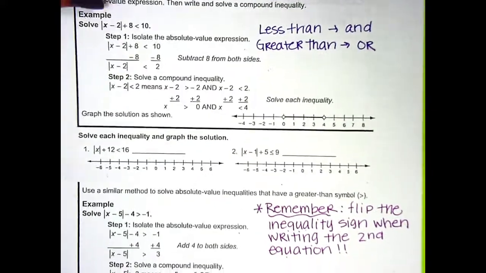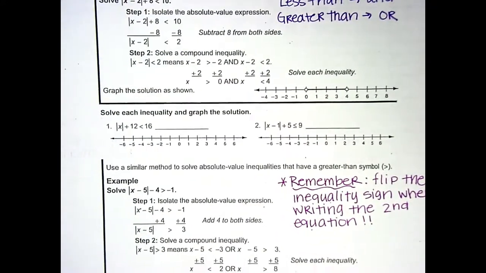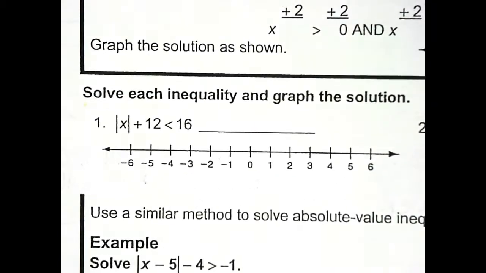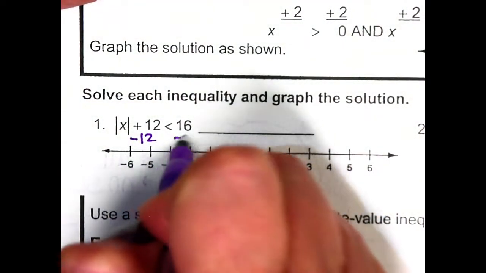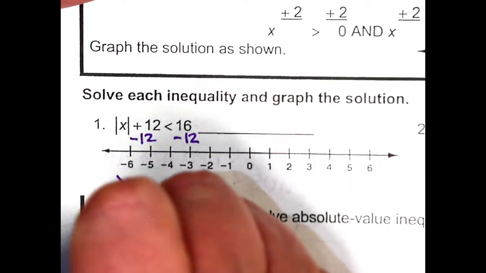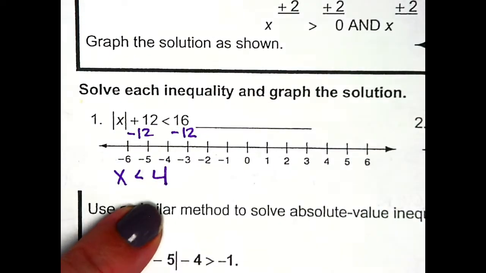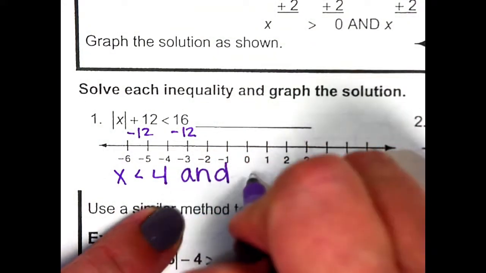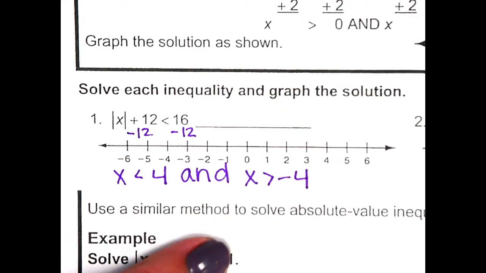So let's take a look at number 1 and 2. We're going to solve them just like yesterday. So you have to isolate the absolute value expression. So for this one, we need to subtract 12. So you have x is less than 4. Now, you also have to write the second part with the negative 4. When you do that, and this is going to be an and, you have to flip the inequality sign. So x is greater than negative 4.